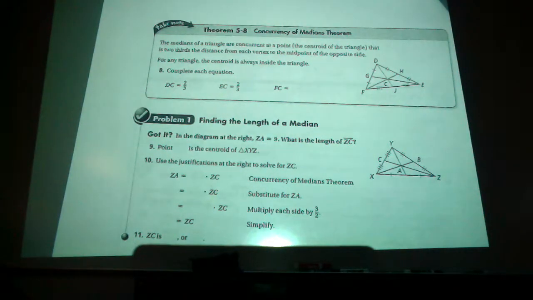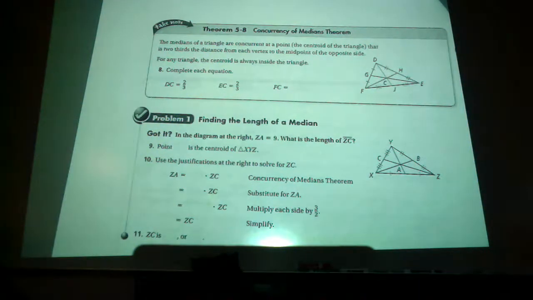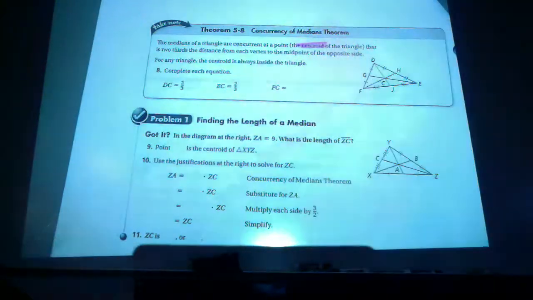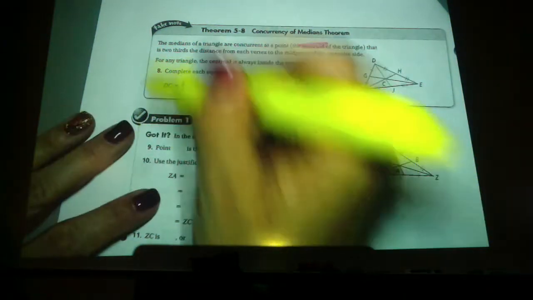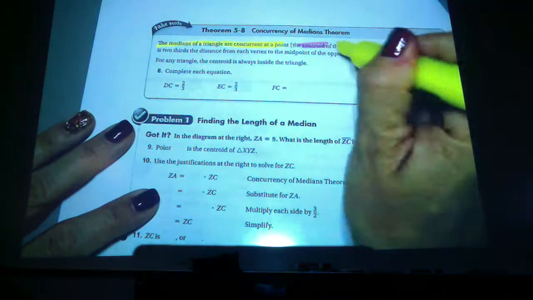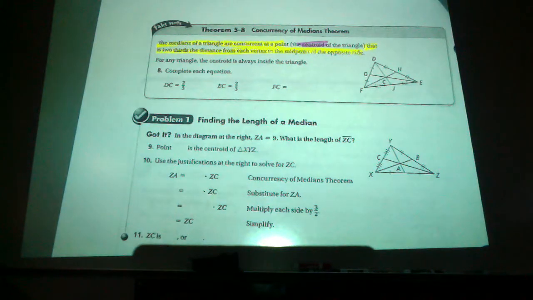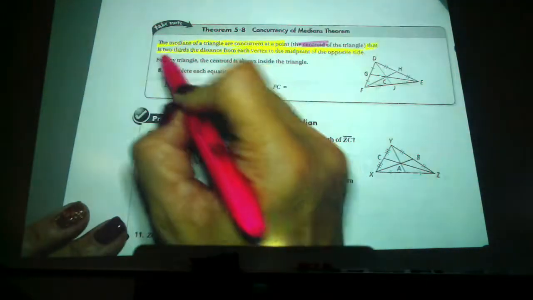All right, so this is the important part. The medians of a triangle are concurrent at a point, which is called the centroid. So there's a new vocab word for you. I easily have to call them all different things. There's your centroid, at a point that is 2/3 the distance from each vertex to the midpoint of the opposite side. So there's an interesting tidbit. 2/3.